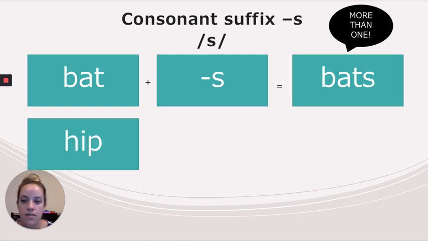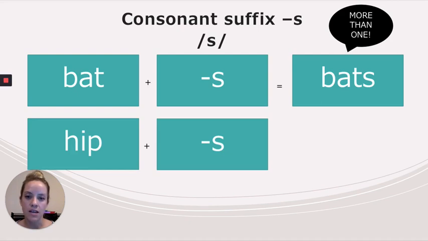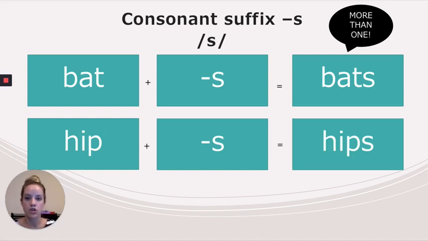Next, I have the word hip, like the hip on your body. So if I fall and I hurt my hip, it means I've just hurt one hip. But if I add the consonant suffix S, it means I have fallen and hurt my, and if you want, you can write it down or you can just think about it, hips. So we have two hips. So if I've fallen and hurt my hips, that means I've hurt more than one. I'm going to give you a few seconds to think about another one.